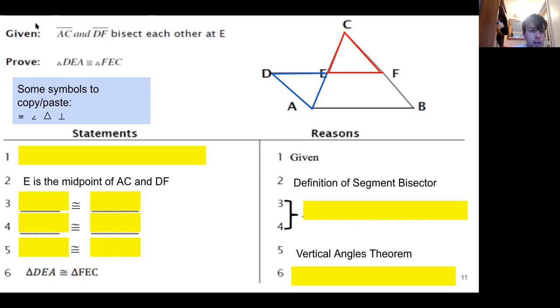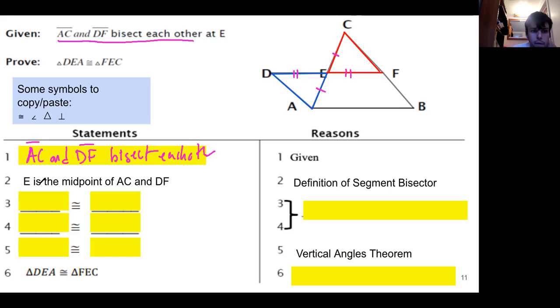We have given to us that AC and DF bisect each other. So bisect means to cut exactly in half. So both of these segments, AC and DF, are cut in half. Great. This is going to be my given. AC and DF bisect each other. All right. E is the midpoint of AC and DF.